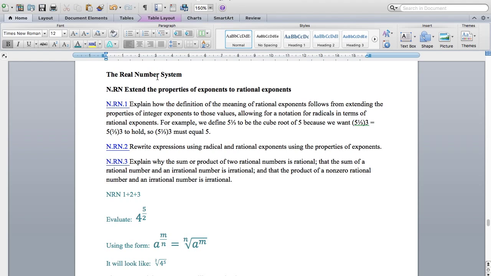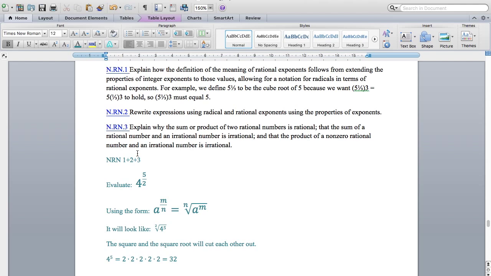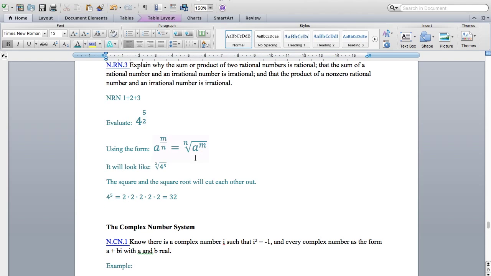Here is the real number system. This example contains the N-RN 1, 2, and 3 standards, evaluating, which is also adding, subtracting, multiplying, and dividing the numbers. It will look like this, but this one is not just any of your normal numbers. It is a little bit harder, and it consists of exponentials, multiplying, and square roots, and a little bit of dividing.